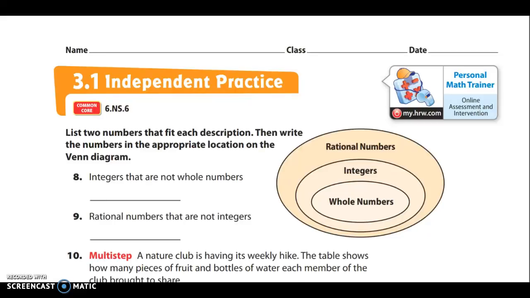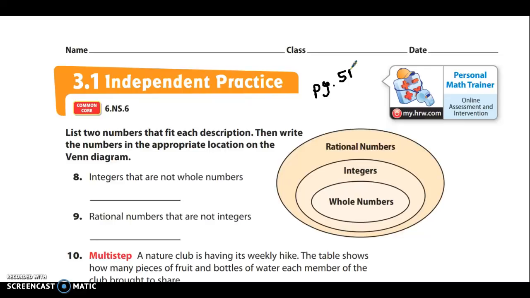We are on Lesson 3.1 Independent Practice. This is page 51. Do the best job that you can on answering these questions without the help of the video. Play the video when you need hints or when you need to check your answer.